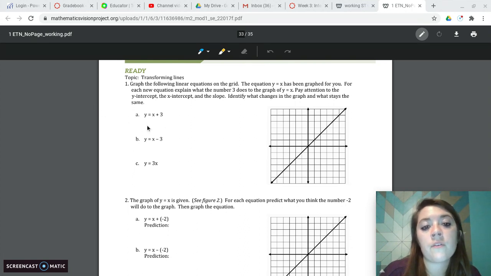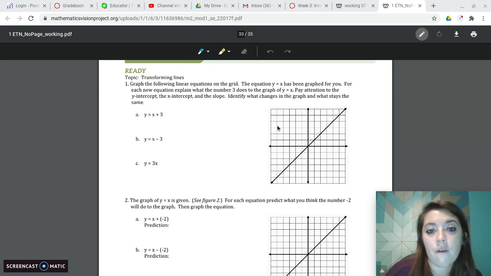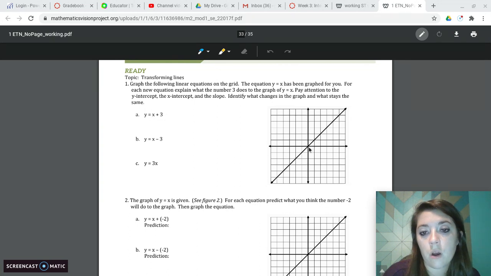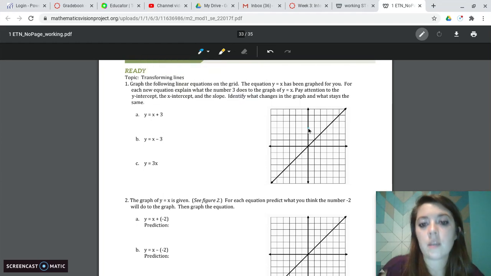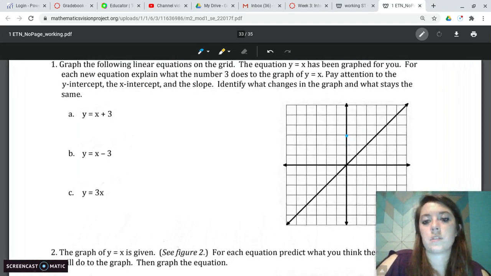So the first one we have is y equals x plus 3. We have a slope of 1 and a y-intercept of 3. So we go to our origin, go up 1, 2, 3, and make a point. Let me make that a little bigger. 1, 2, 3.